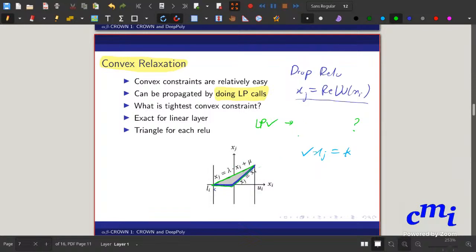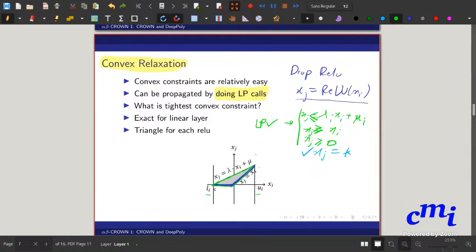And then you can write that in terms of these equations, right? So you can say that xj is equal to some lambda times xi plus mu, but the exact values of lambda and mu will depend on where these lower and upper bounds end up lying and so on, right? And again, I'm not going to go into the exact values of lambda and mu, but you can imagine that you can calculate it based on the lower and upper bounds li and ui, right? And also you'll have that xj should be less than or equal to these things, xj should be greater than or equal to xi, and xj should be greater than or equal to 0, right? So these three constraints are going to carve out this particular triangle.